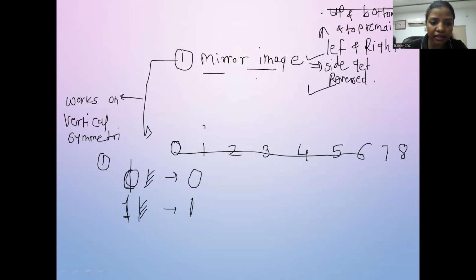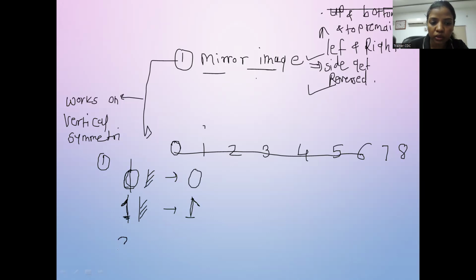Which part is near to the mirror? Nothing is near, right? So this base part will also become as it is, and this part of 1 is away from the mirror, so it will always look away from the mirror. So which concept did we use here? We used the first concept: left and right side get reversed, right? I hope you're getting this.